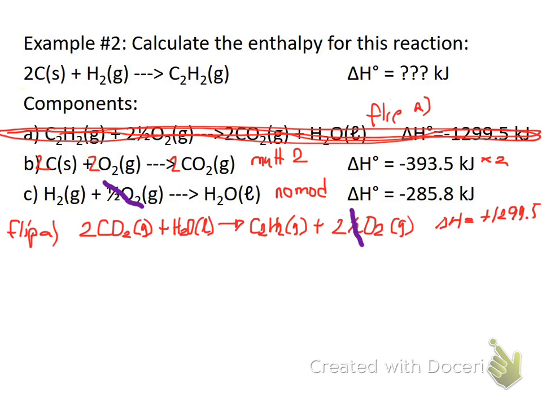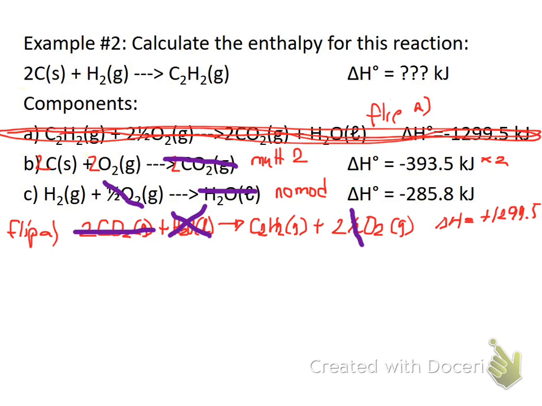So I see 2 CO2 on the right. And is there a 2 CO2 on the left? Yes, down in my flip A. So that also cancels out nicely. Is there an H2O liquid on the right? Yes, it's located in C. And is there an H2O liquid on the left? Yes, it is located in flip A.